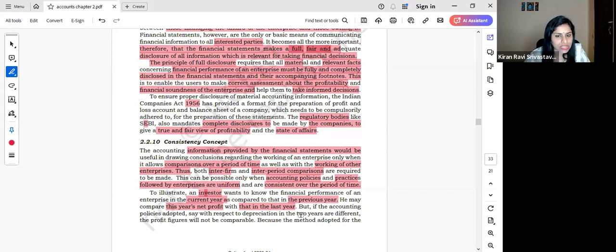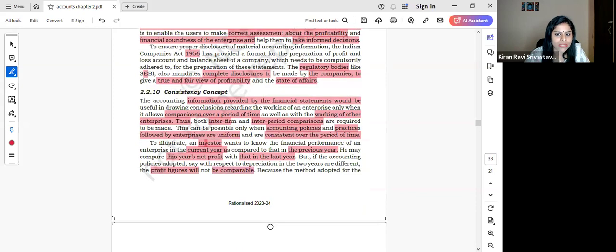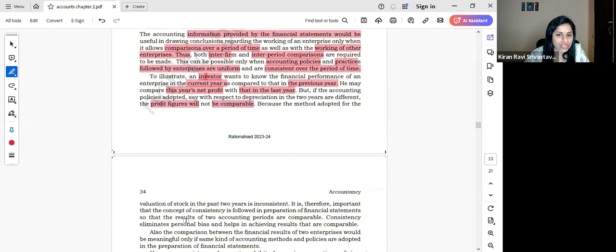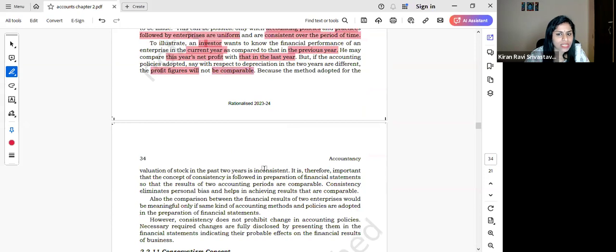then the profit figures will not be comparable, because when you follow two different methods, your answers will be different, and then your profits will be different. The profits will not be comparable because the method adopted for the valuation of stock in the past two years is inconsistent. It is therefore important that the concept of consistency is followed in preparation of financial statements, so that the results of two accounting periods are comparable.